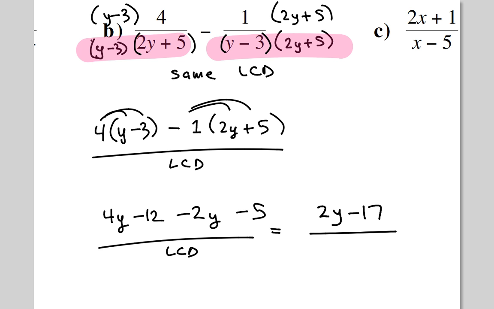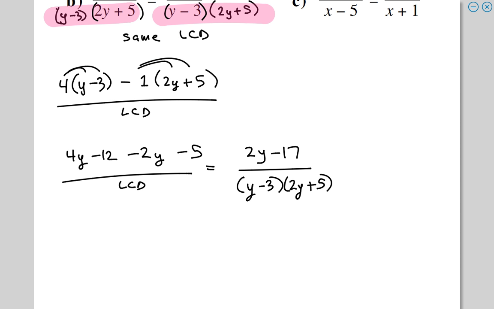So now I'll quit being lazy and I'll put in my LCD. And then don't forget, of course, y is not allowed to be 3. And Jolene, cover up the 2. What is it? Negative 5 over. Very nice, Jolene. You got this.